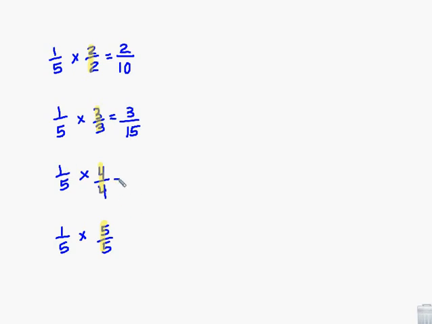We can find an equivalent fraction by multiplying 1/5 by 4 over 4. 1 times 4 is 4. 5 times 4 is 20. We can find an equivalent fraction by multiplying 1/5 times 5 over 5. 1 times 5 is 5. 5 times 5 is 25.